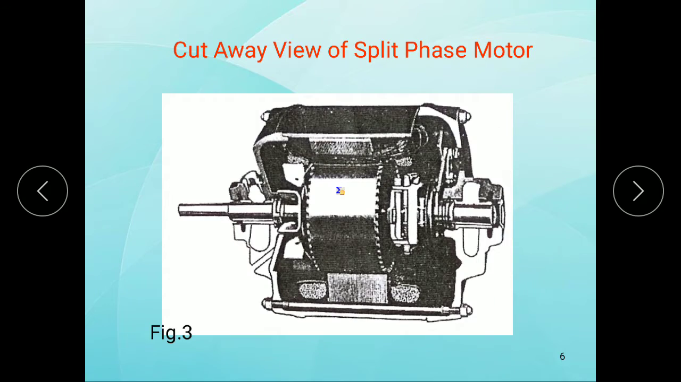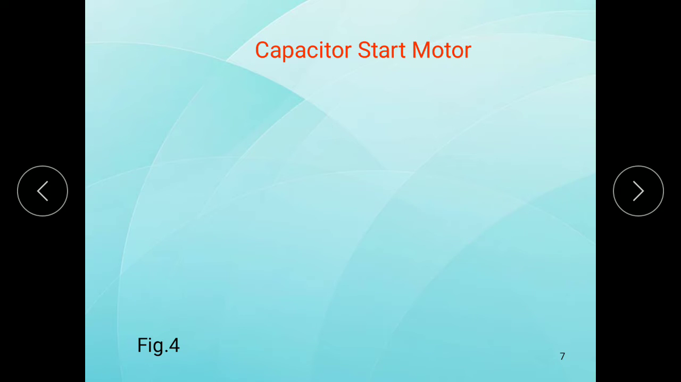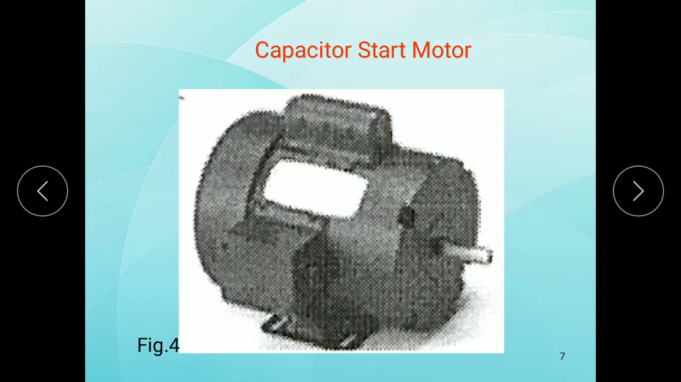The next one, capacitor start motor. Here this is the capacitor start motor. This is the terminal block, and here the nameplate is written. Here a capacitor is connected, and this capacitor is for starting purpose, so it is called a capacitor start motor.